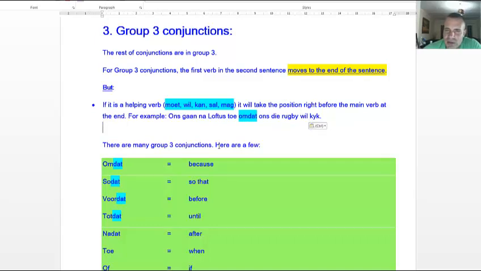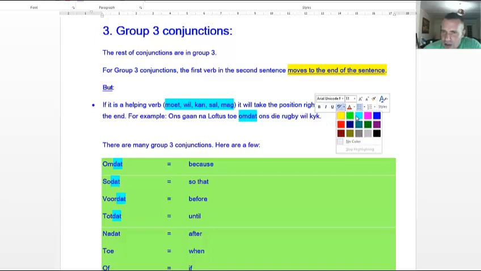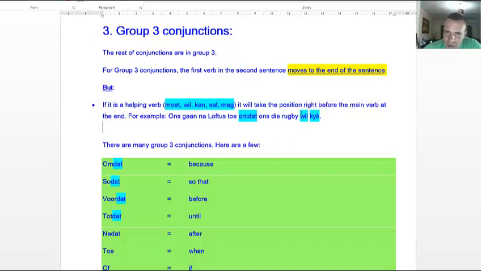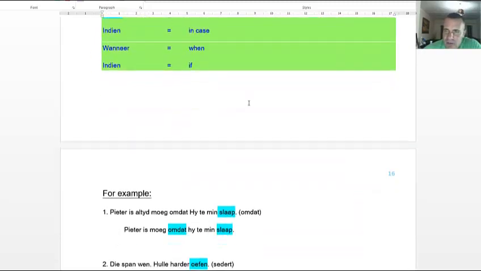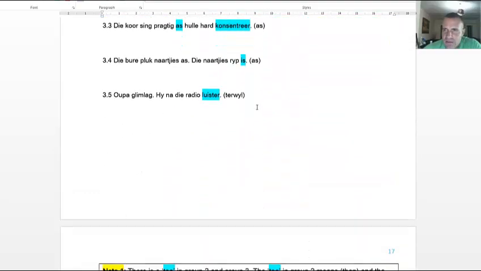Okay, if you missed that, just listen to it again. A helping verb will move towards the end until it bumps onto the main verb at the end. There's the main verb and there's the helping verb. You moved will to the right, to the end of the sentence. Okay, so just watch out for that. That is a little trick in group 3 conjunctions. Okay, hopefully they will leave that for grade 8.